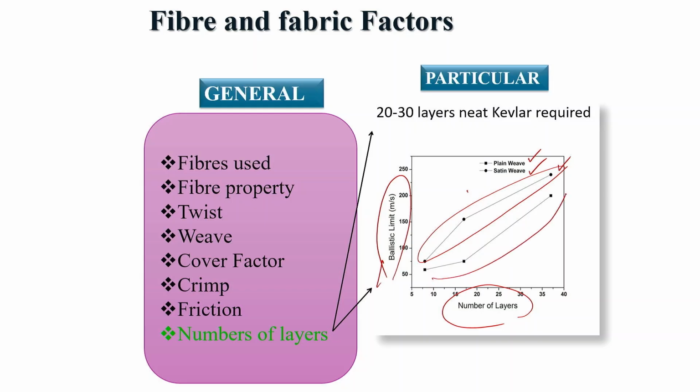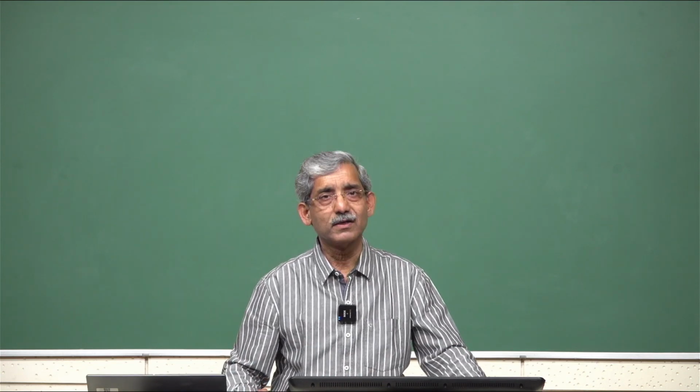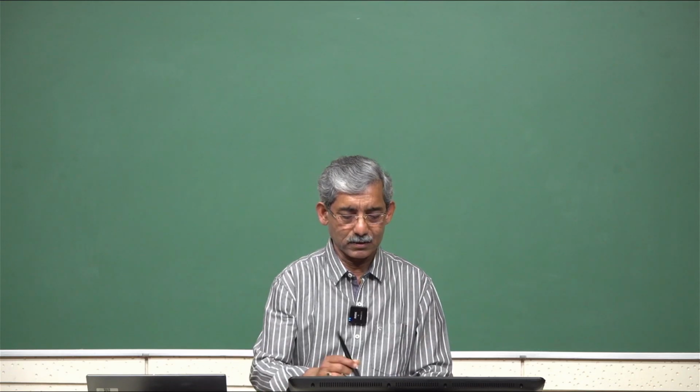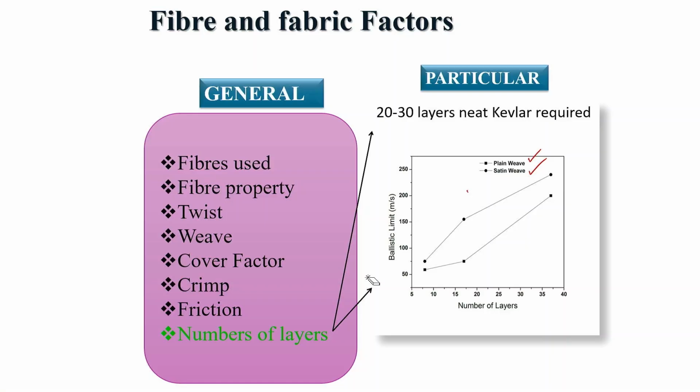But the problem here is that, say, up to 35 layers. If we use a higher number of layers, the fabric's flexibility will be compromised and the weight will increase. So we have to compromise between the protection and the weight. But overall, with the increase in number of layers, the protection level or ballistic limit will increase.